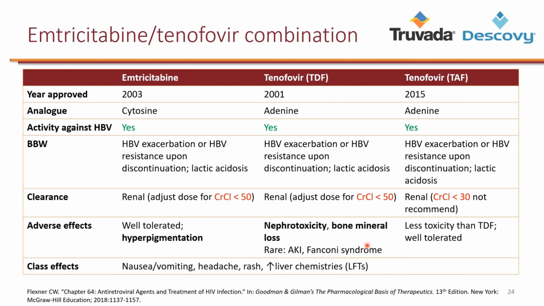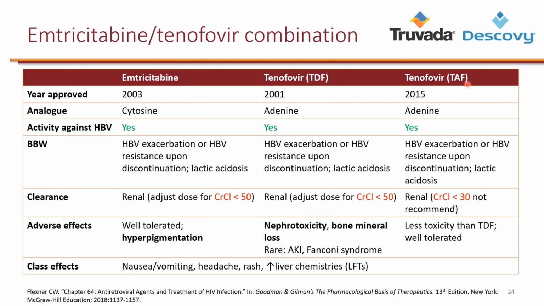Now, when it comes to the other combinations for the backbone, we have either Truvada or Descovy. So Truvada was there first, which is a combination of emtricitabine and tenofovir disoproxil fumarate. And these two combinations, both of them cover hepatitis B, and of course they still have this lactic acidosis black box warning, which all NRTIs do. And both of them are renally cleared, so creatinine clearance cutoff of 50 for these two.